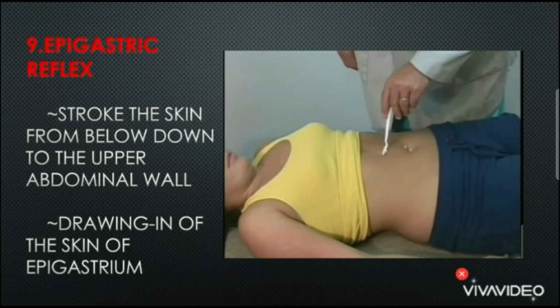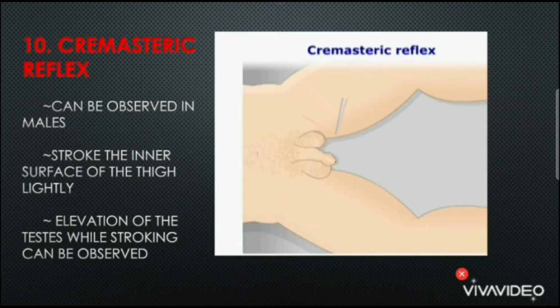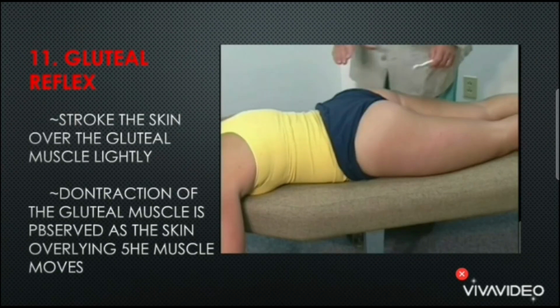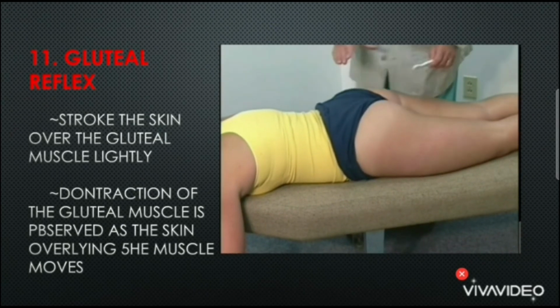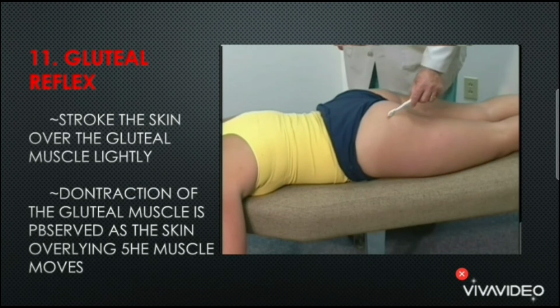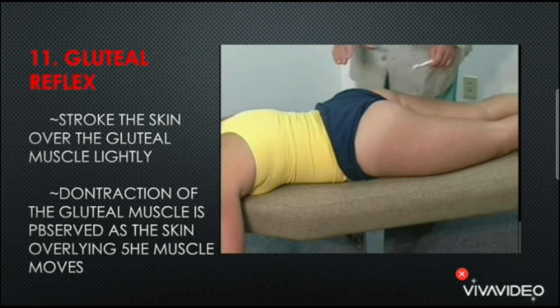Tenth is cremasteric reflex. It can only be observed in males. Stroke the inner surface of the thigh lightly, and its result is elevation of the testes while stroking can be observed. The last is gluteal reflex. Stroke the skin over the gluteal muscle lightly, and as a result, there is a contraction of the gluteal muscle observed as the skin overlying the muscle moves.